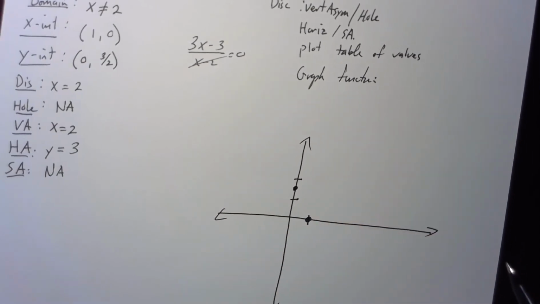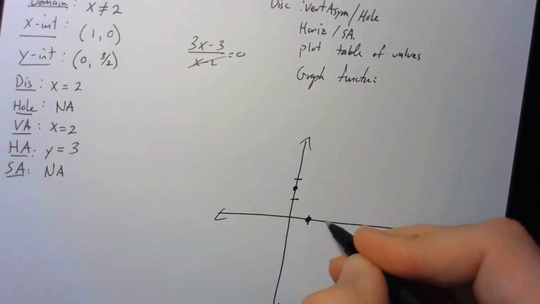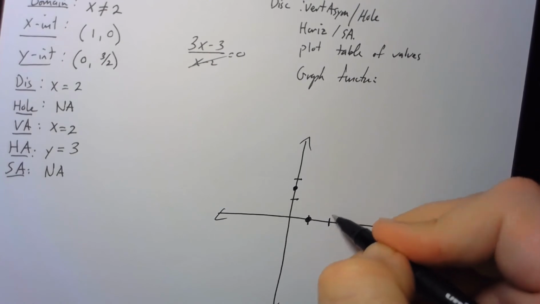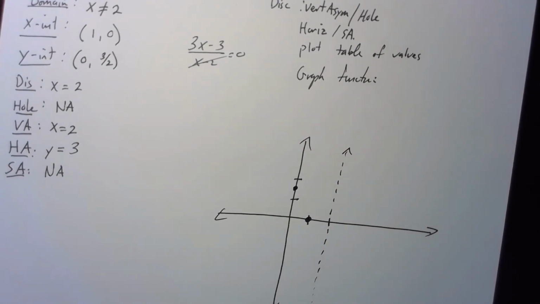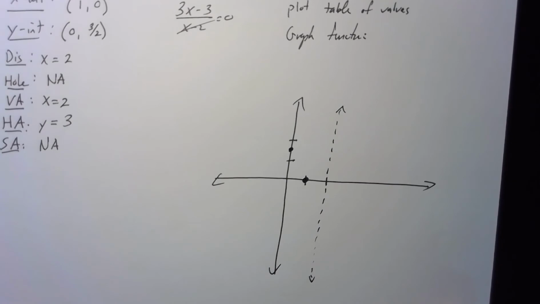That's my y-intercept. I have a discontinuity at x equals 2. It happens to be a vertical asymptote. So I'm going to go ahead and put x equals 2 here, and I'm going to draw a dotted line up and down. And again, every single time that you graph these functions, the vertical asymptotes, slant, and horizontal asymptotes must all be clearly drawn on the graph.